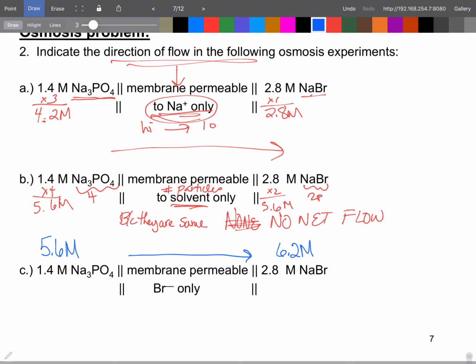So remember back to if you have 100 particles and you have 20 particles on this side and 30 particles over here. If you have 30 particles, that means you have 70 particles of solvent. 20 particles is 80 particles of solvent, and solvent flows high to low, so 80 flows to 70. Now, of course, you don't have 100 particles. However, you've got to figure out a way to make this work for you.